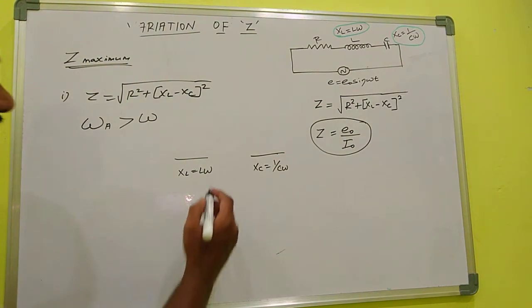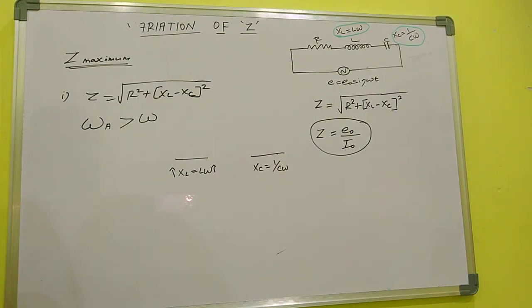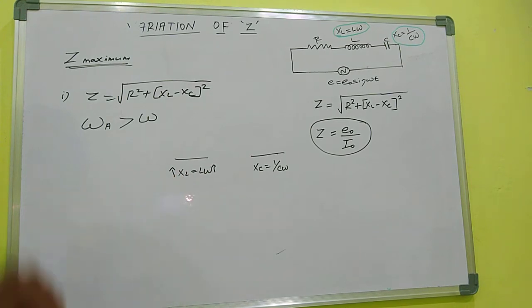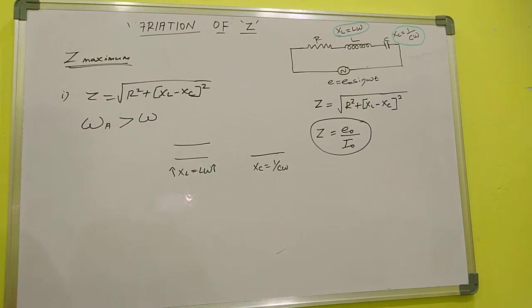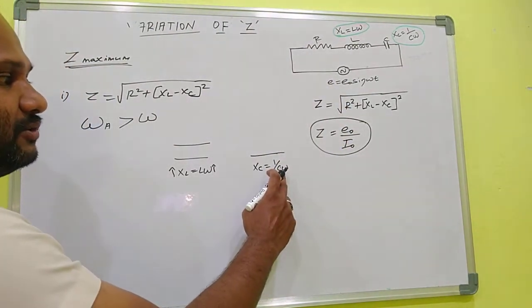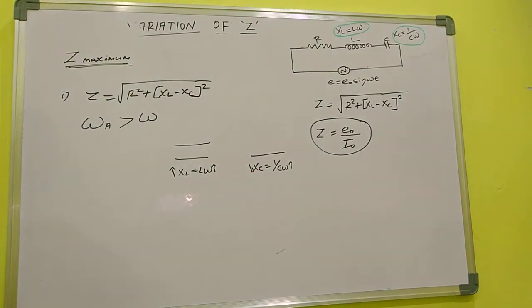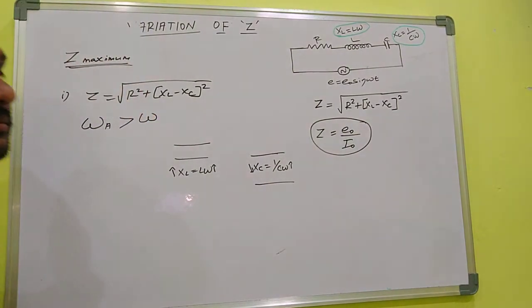What will happen? If the frequency increases, XL will also increase. The inductive reactance increases with increase in frequency because both are directly proportional. So XL goes higher. When the applied angular frequency of the EMF increases, XC decreases. That means the capacitive reactance decreases in this case. So it comes down.